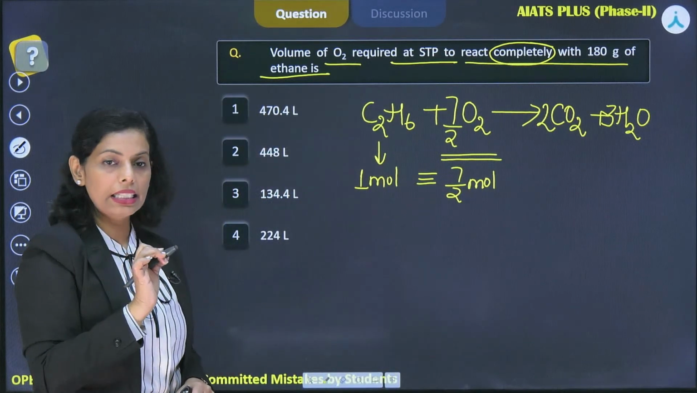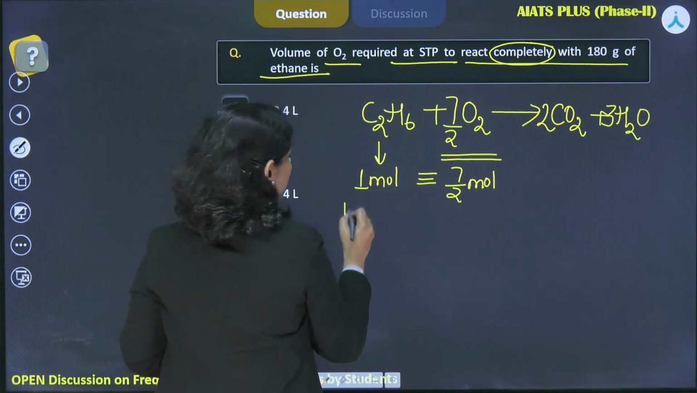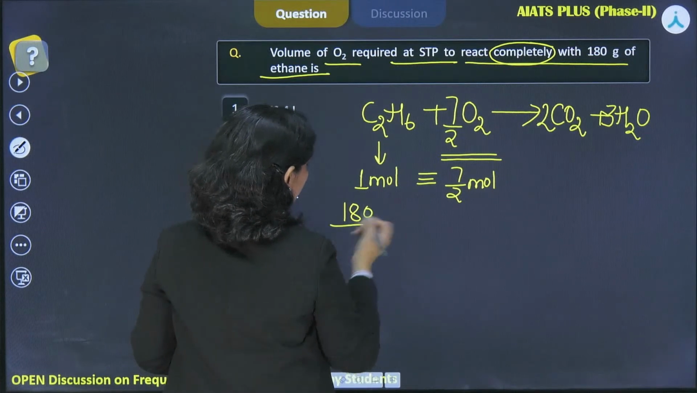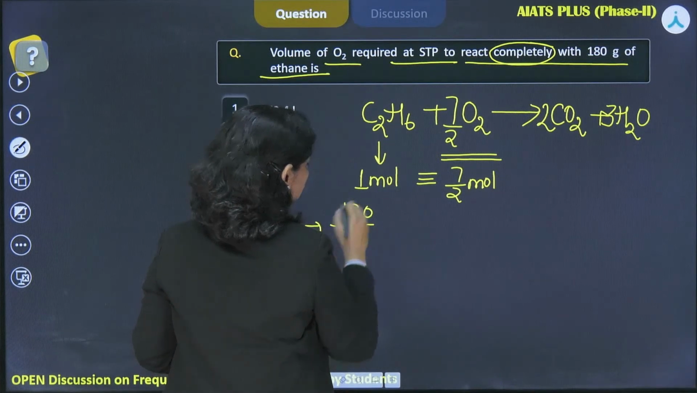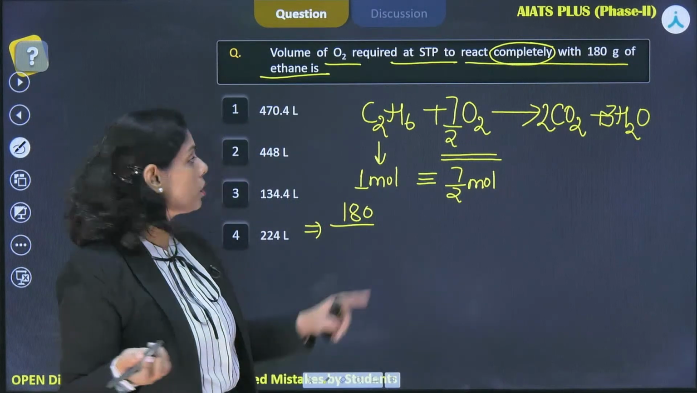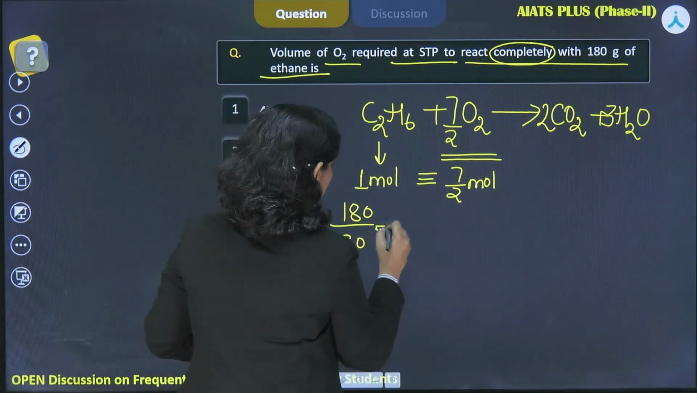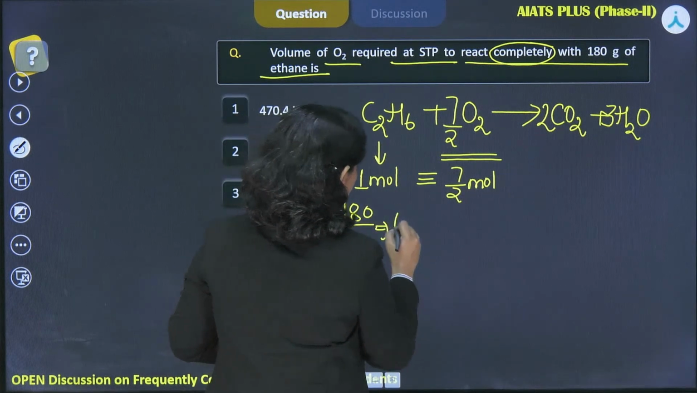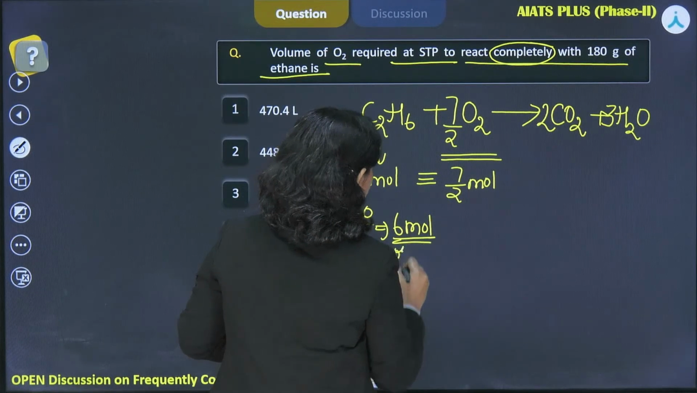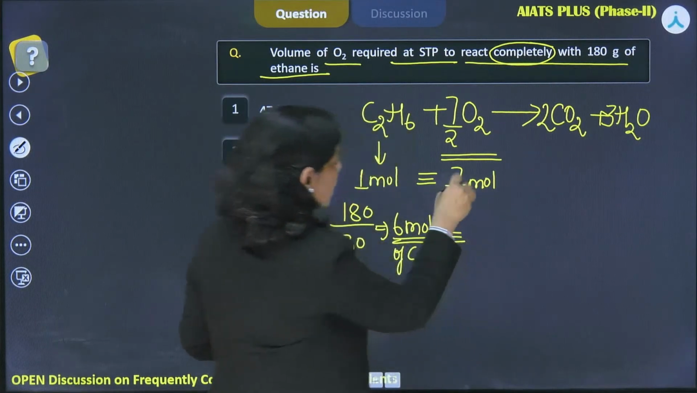Am I right? Now, how much amount of ethane you have? 180 gram. You have to change it into mole. So that would be better for the calculation. So 180 upon the molar mass of ethane, given mass by molar mass. Molar mass of ethane is what? C2H6. 30 it is. So 3 6s are 18. 6 mole. So if you have 6 mole of ethane, then how many moles of oxygen are required?